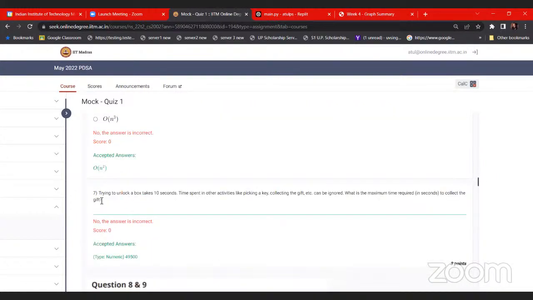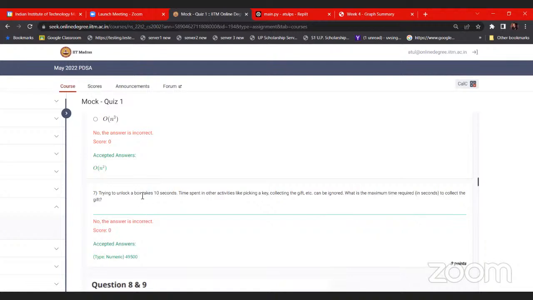But in question number 7, I didn't do this one. In this problem, we are asking for the time. If one box opening time is 10 seconds, how much total time will we spend to collect the gift? Here the collecting of the gift can be ignored. What is the maximum time required in seconds to collect the gift?